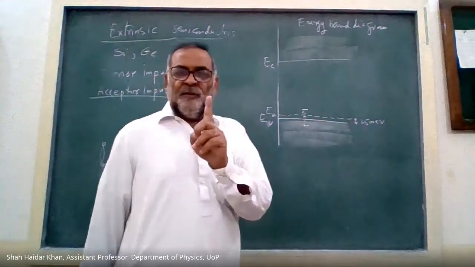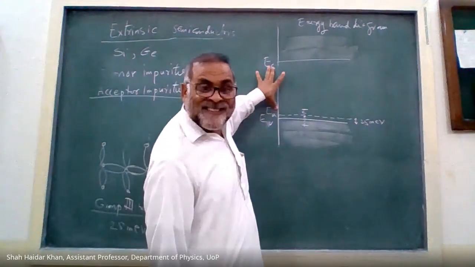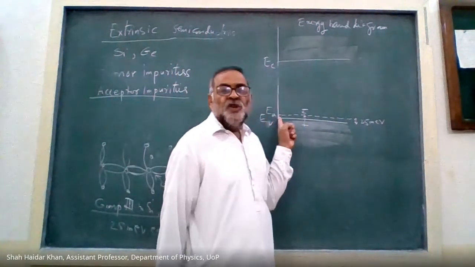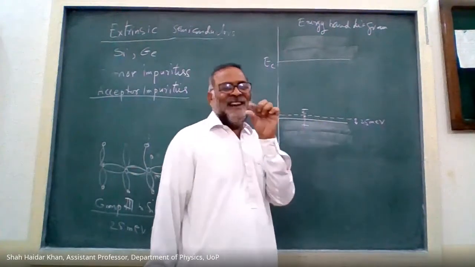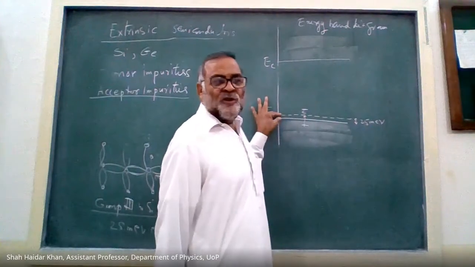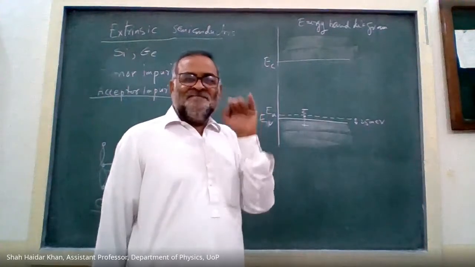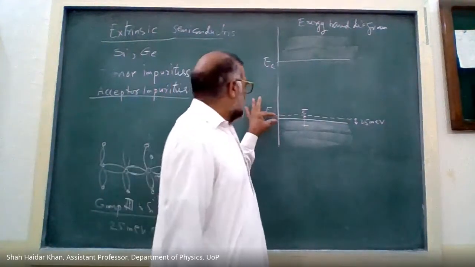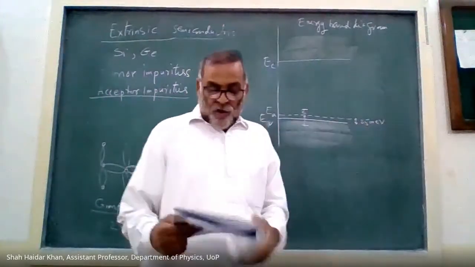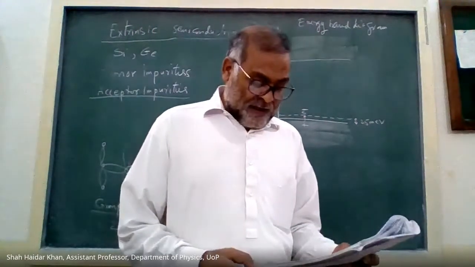Introducing acceptor impurities introduces allowed energy levels in the band. And remember, in semiconductor terminology, these levels are called shallow levels because they are close to the band edge. So these are shallow levels, very close to the band, right? So this is the situation in donor and acceptor impurities, right?